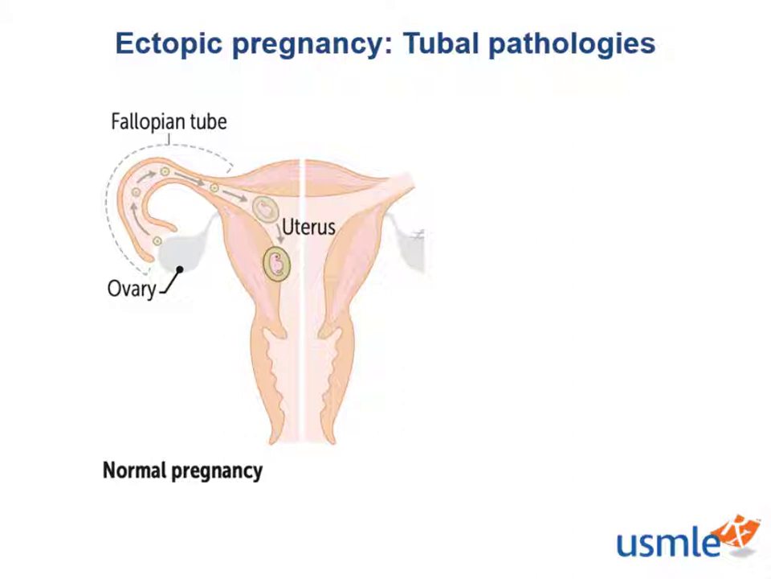Where does fertilization of that egg by a sperm usually occur? Here, in the ampulla of the fallopian tube. I'm going to say it again. Here, in the ampulla of the fallopian tube is where fertilization occurs. Ampulla of the fallopian tube. Super high yield, just make sure you know ampulla of the fallopian tube, and we're going to expand on that.